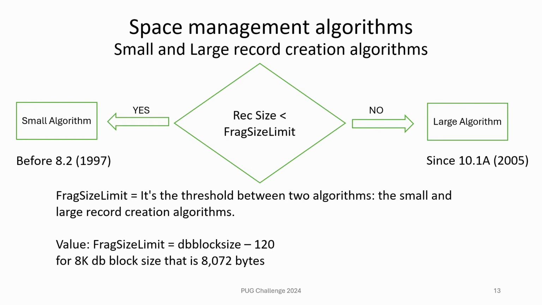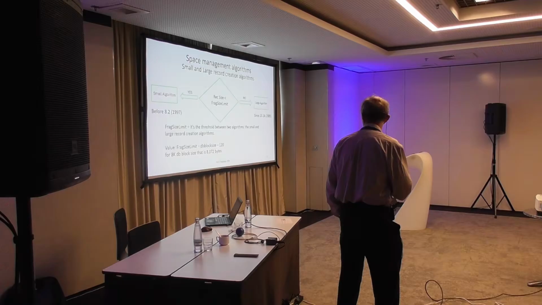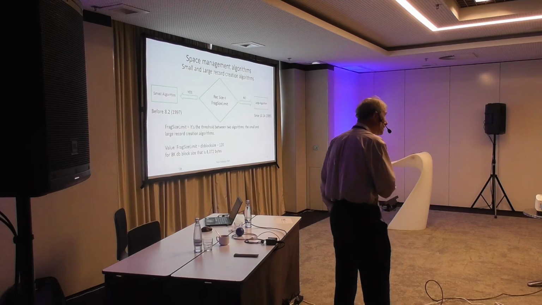And that is a slide which is absolutely new. It tells that Progress actually has 2 record creation algorithms, not one. And the divider is the variable that we call frag size limit. It's our name. It may be something different in Progress.